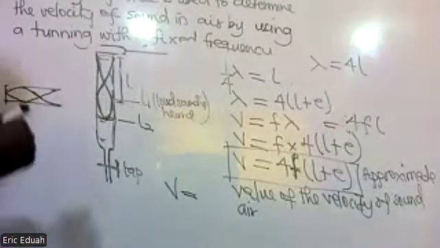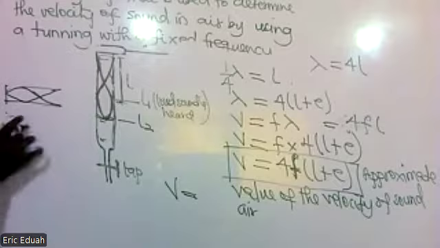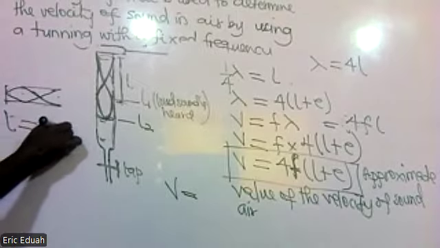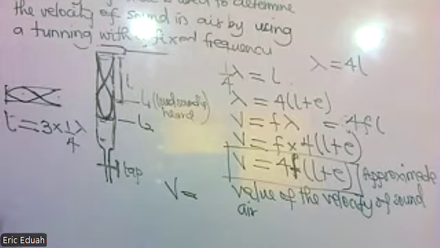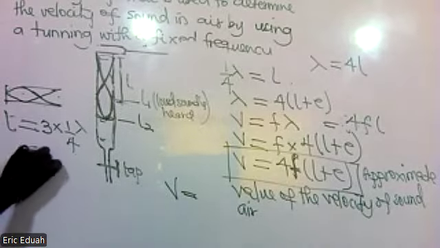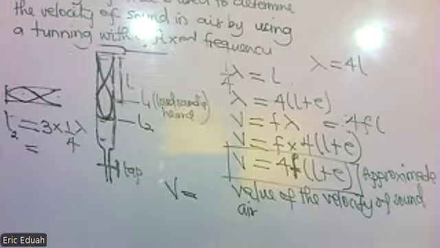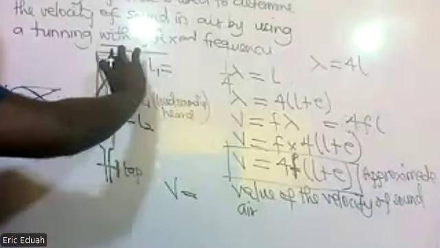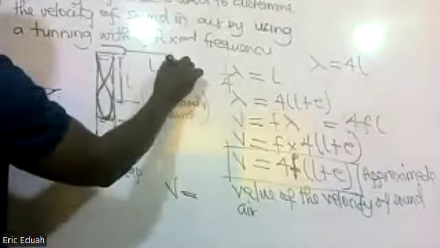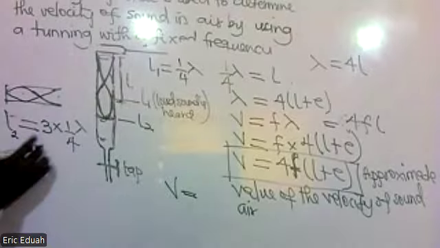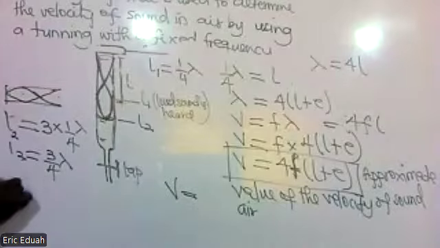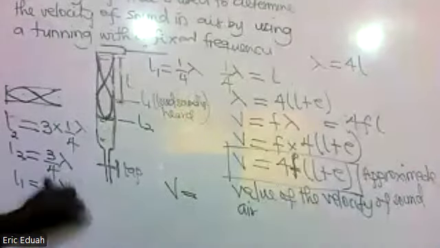So if there is no end correction, then the length of the tube will be equal to 1, 2, 3, so 3 times quarter lambda. And this is L2. Earlier, L1 is this. L1, when the first resonance position, is equal to quarter lambda. Okay. L2, therefore, will be equal to 3/4 lambda.